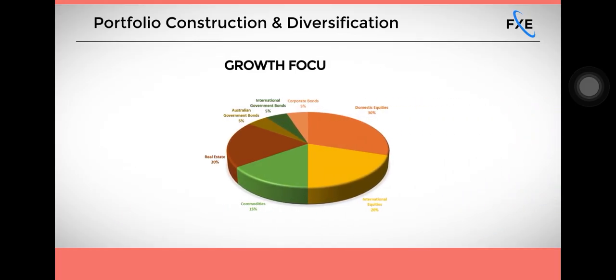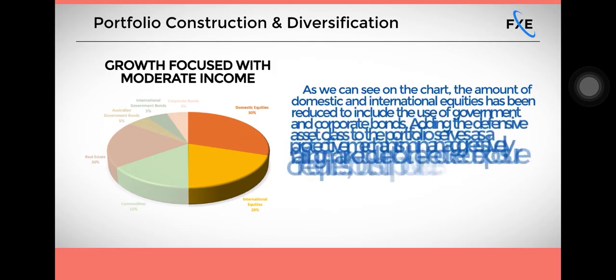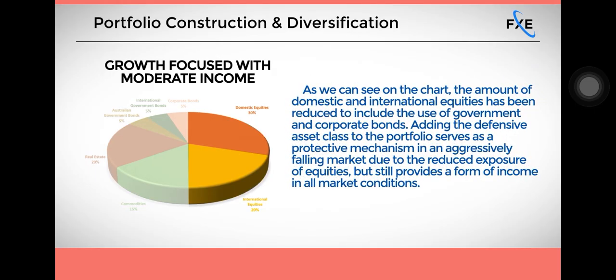The chart that we can see on the screen demonstrates the type of breakdown that can be used for each asset class. As we can see on the chart, the amount of domestic and international equities has been reduced to include the use of government and corporate bonds. Adding the defensive asset class to the portfolio serves as a protective mechanism in an aggressive falling market due to the reduced exposure of equities, but still provides a form of income in all market conditions.